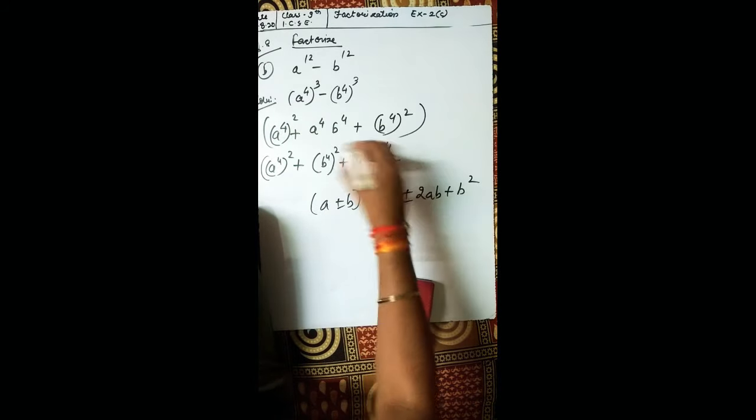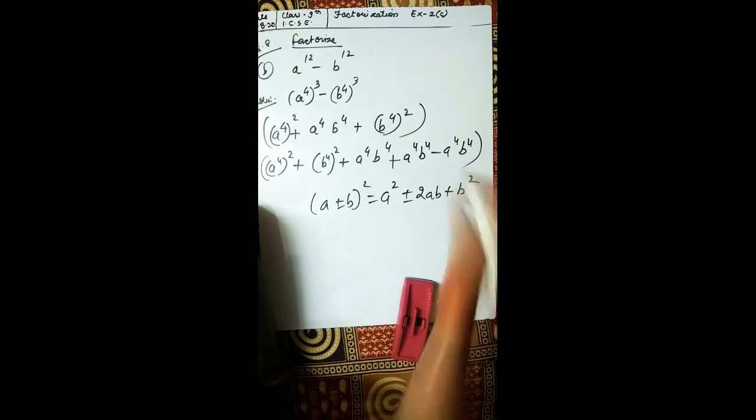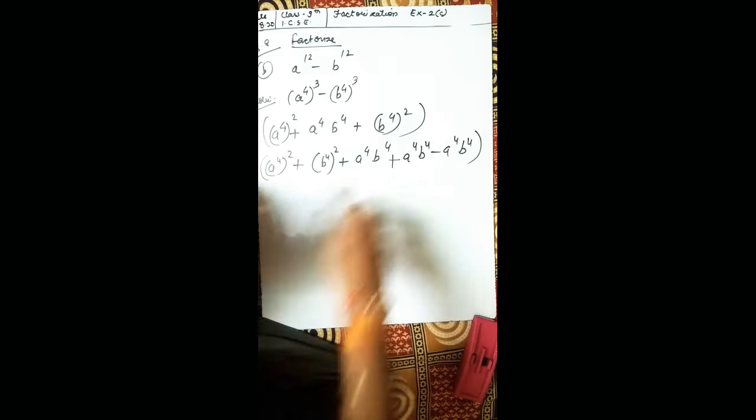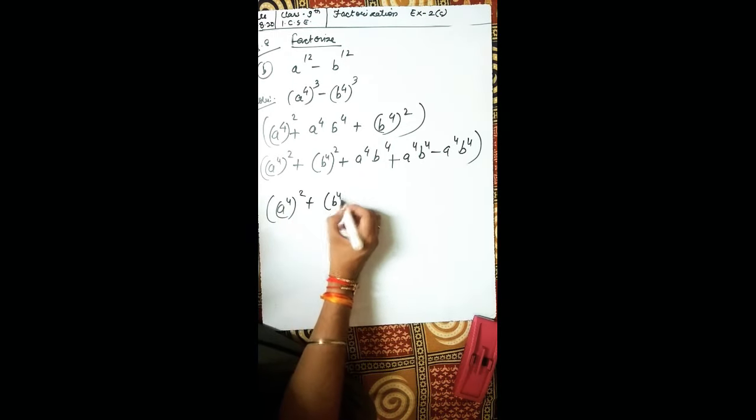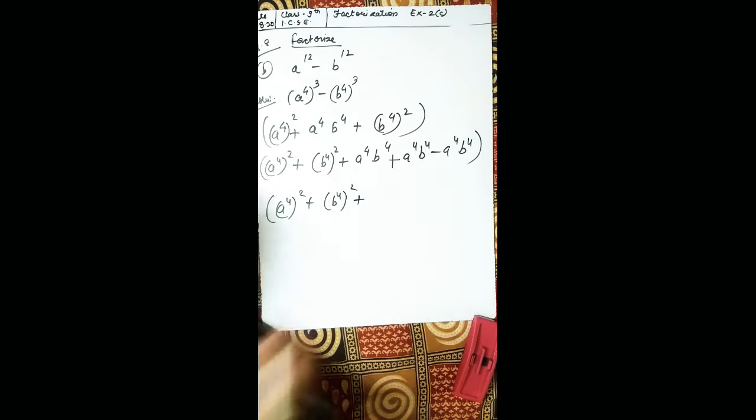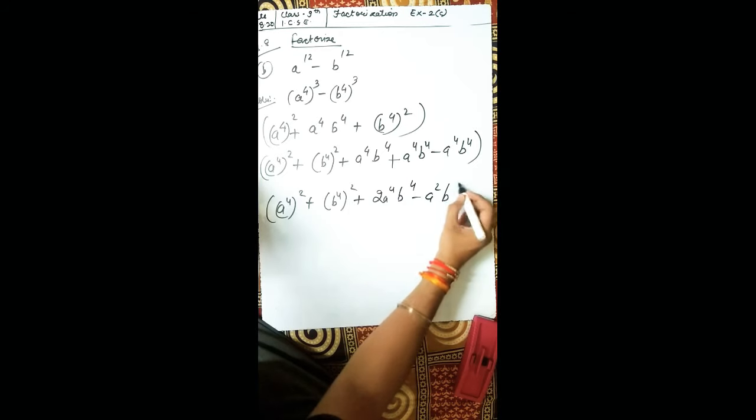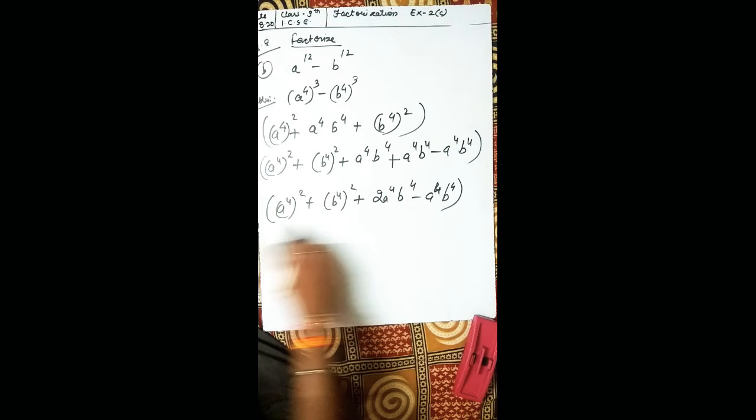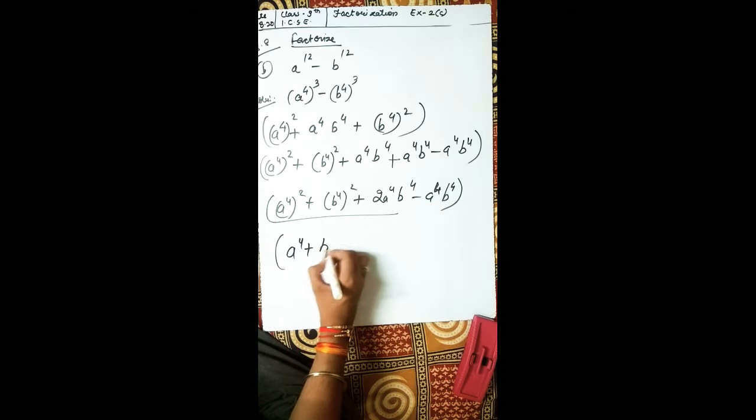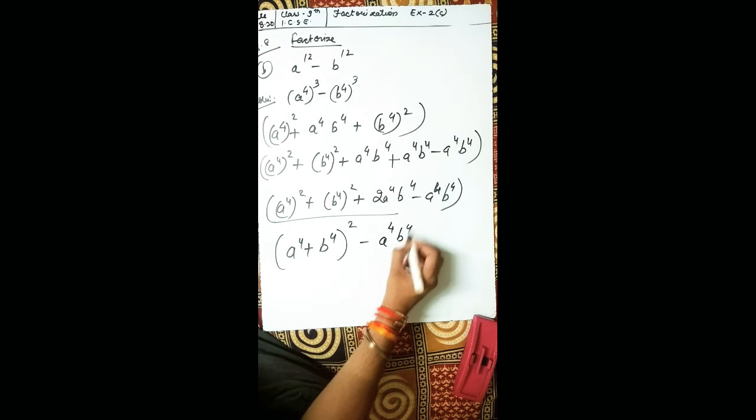So what I'm doing in this particular step, I'm adding this and subtracting this one. Okay, so these two become 2 times a to the power 4 whole square plus b to the power 4 whole square plus minus like this. Okay, so again how can we write this now? In place of this we can write a to the power 4 plus b to the power 4 whole square minus a to the power 4 b to the power 4.